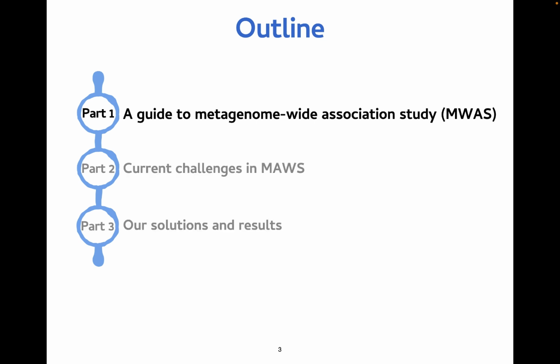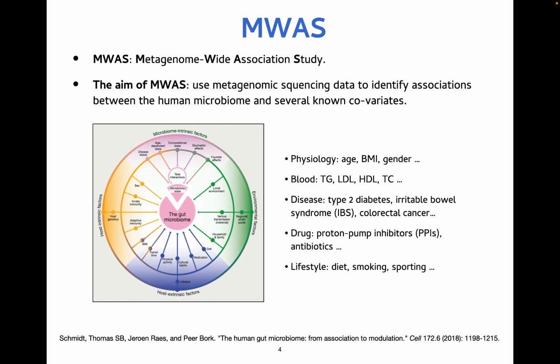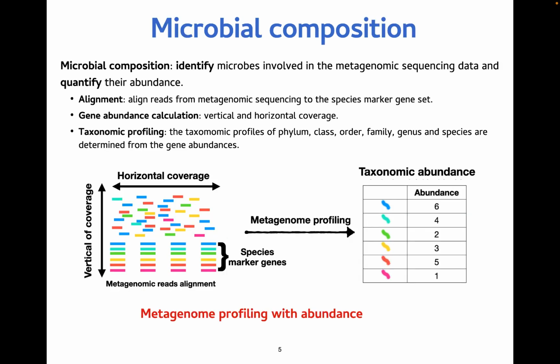Now we come to the first part. Let's see what is MWAS. The full name of MWAS is Metagenome-Wide Association Studies. The main aim of MWAS is to use the metagenome data to identify associations between the human microbiome and several known covariates, such as some physiology data, the blood measures, diseases, drugs, lifestyles, and so on.